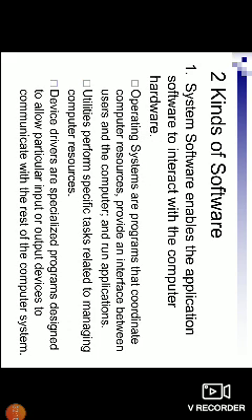So first one is system software. System software enables the application software to interact with the computer hardware. Here, operating systems are programs that coordinate computer resources, provide an interface between users and the computer, and run applications. Utilities perform specific tasks related to managing computer resources. Next, device drivers are specialized programs designed to allow particular input or output devices to communicate with the rest of the computer system.